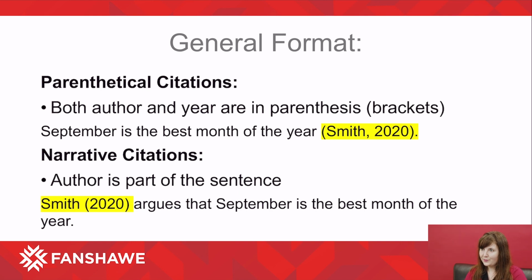Another way you can incorporate the information for an in-text citation is to have the author actually be part of the sentence. So in this case, in the second example, Smith is actually the subject of the sentence. You can't have the sentence without reading Smith as part of the narrative of the sentence. So Smith argues. And you have the year in brackets right beside Smith. So this is an example of a narrative citation. Both of these are correct. You can use either of these in your writing.